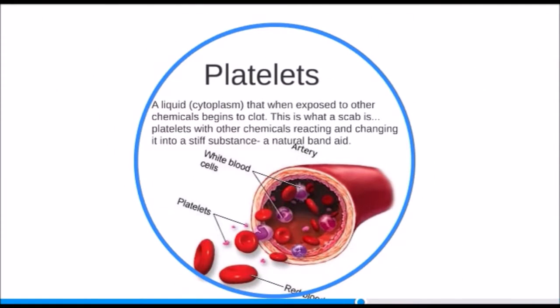All right, so platelets, like I just said, is a liquid. It's cytoplasm, so it's kind of the similar stuff that's inside of your cells that the organelles are floating around in. But when it's exposed to other chemicals, it will clot. It will become sticky and hard. So your scab, even though it's got some red blood cells in it, and that's why it's kind of brownish color, but your scab is primarily made up of platelets. This is what helps you not bleed to death and die when you get any sort of cut. So it's really kind of a cool thing. It's kind of like a natural band-aid for your body.